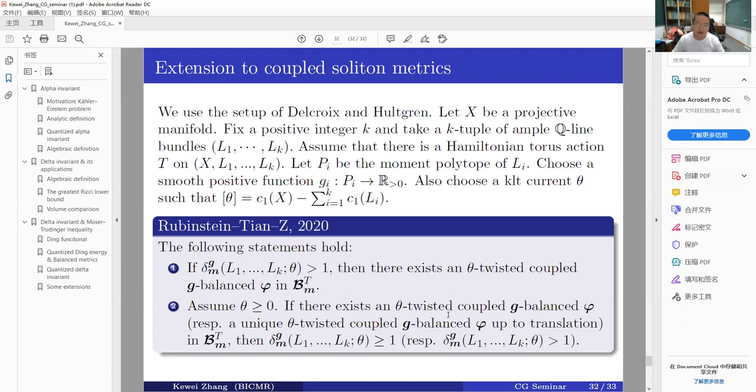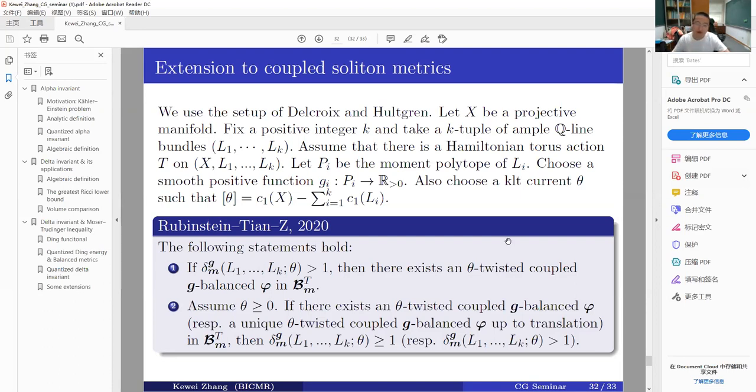The reason why all such extensions go through is that all these metrics can be characterized by some sort of Ding functional. Ding functional has two parts. In the first part, you can twist it by some current. In the second part, you can twist it by some moment, momentum quantity. Then if you consider this coupled case, you can basically sum up all these different parts and cook up some coupled Ding functional. So the philosophy is that whenever you have a metric that is characterized by some Ding functional, then you can basically apply this quantization approach to show the quantized version of the Yau-Tian-Donaldson result.